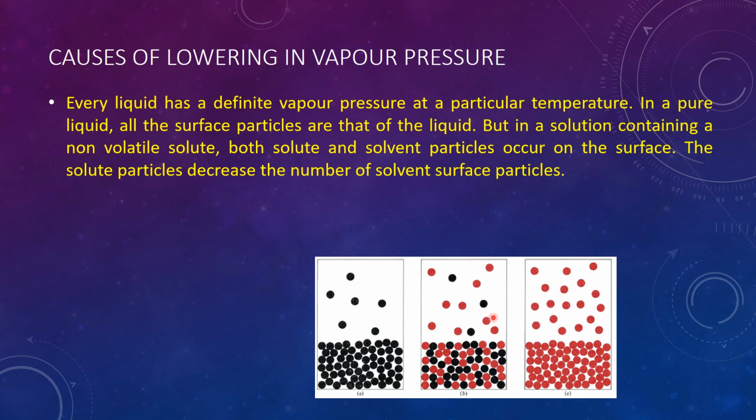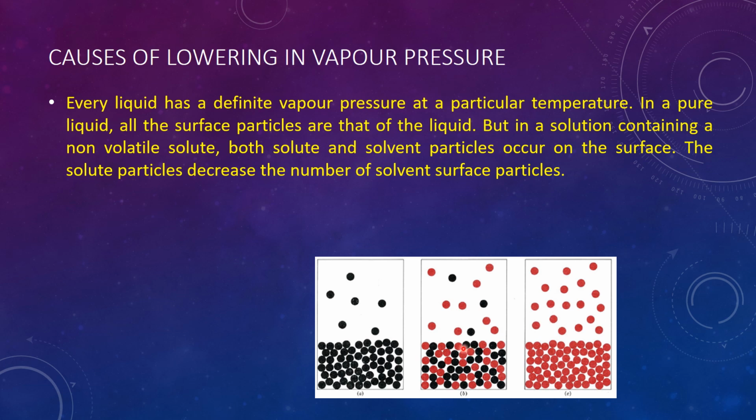Now what happens when you make the solution? Why does the vapor pressure of the pure solvent decrease in the solution? Every liquid has a definite vapor pressure at a particular temperature. In a pure liquid, all the surface particles are those of the liquid. Here you can see it is the pure solvent, and all the particles are of the solvent. But the solution contains non-volatile solute particles, so both solute and solvent particles are present on the surface. Here you can see the solvent as well as the solute particles on the surface.